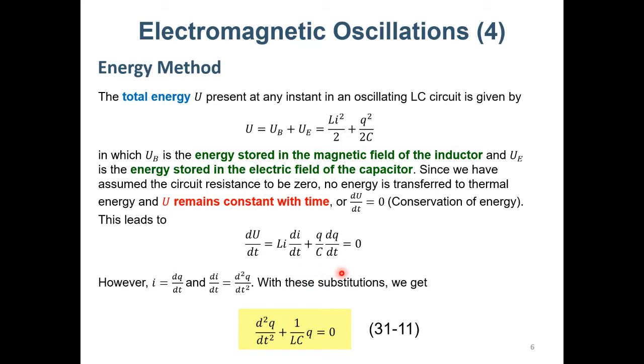Okay, so as long as dU/dt is equal to 0, this whole expression is equal to 0. However, i is the first derivative of the charge with respect to time, so we can also write di/dt as the second derivative of Q. With this substitution, we substitute di/dt into here. So we have a second derivative of the charge, and actually dq/dt.